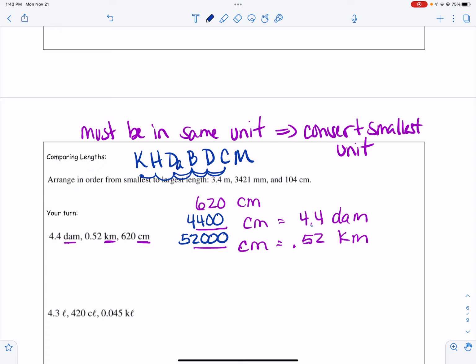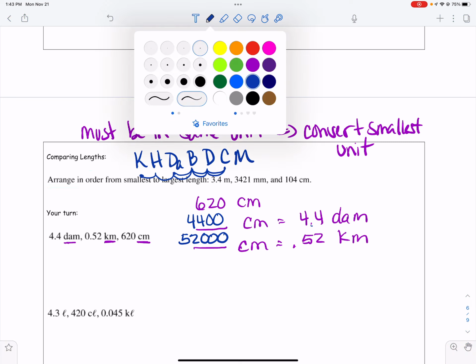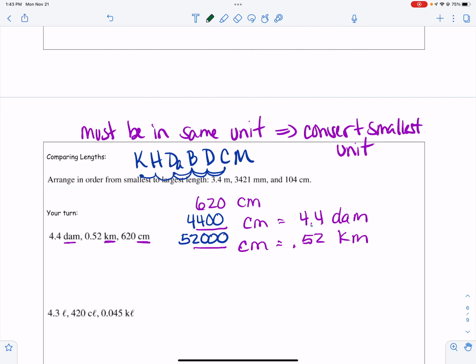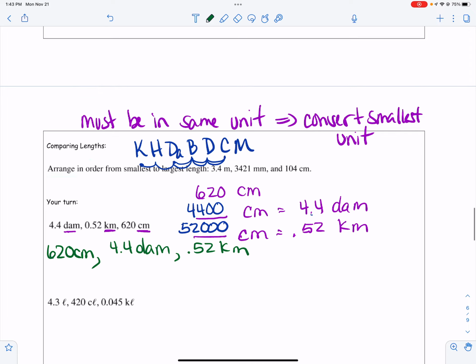So we're going to put it in smallest to largest. And really, guys, you don't necessarily have to convert these because the smallest is going to be the centimeters. And so these are going to be multiple choice that you're going to have to choose from. So 620 centimeters would be the smallest. Then 4.4 decameters would be the next. And then 0.52 kilometers would be the largest.